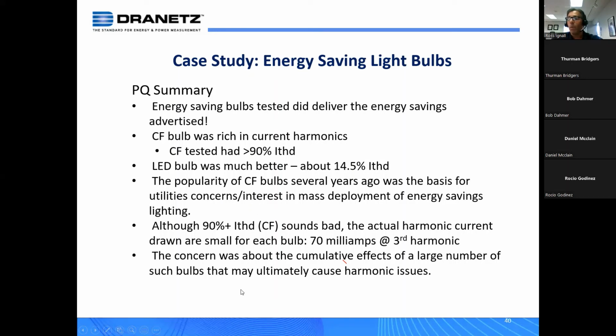Really what it boiled down to was concern about the cumulative effects of the large number of bulbs and devices, these energy savings devices, richer in harmonics. But it turned out I don't believe it was much of a problem, because in our example here we're just talking about 70 or 80 milliamps at the third harmonic. It looks bad on paper when you look at the high THD, but it's a very, very low current draw load. That's really the difference.